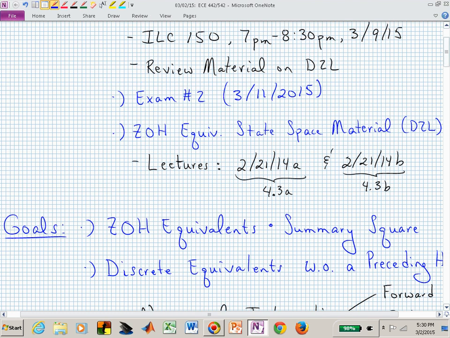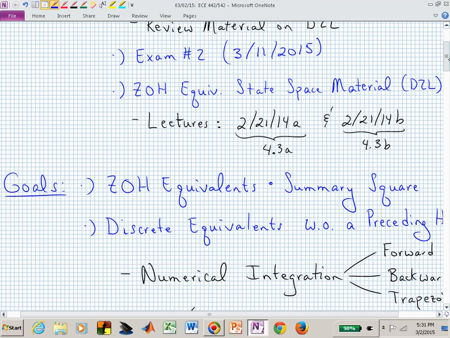There is some material that's posted that we have not covered in class, and you will need that on exam 2 and homework number 4, and that concerns the zero order hold equivalent of state space representations. How do you go from continuous time state space to discrete time state space? There are 2 parts of that. The first part goes through the theory, deriving those relationships. The second part actually looks at an example and walks through an example illustrating that process of finding the zero order hold equivalence of a state space representation.